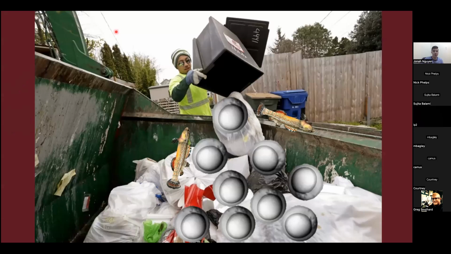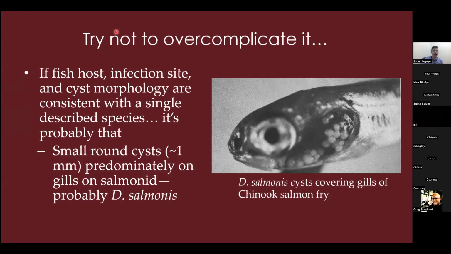So at this point, you're like, I probably should just throw all my Dermocystidium away, I don't really care about it. But try not to overcomplicate it, and I'm trying not to do that. If fish host, infection site, and cyst morphology are consistent with a single described species of Dermocystidium, it's probably just that one. Like if you have small round cysts about 1 millimeter in size, predominantly on the gills, but maybe on the skin a little bit, on a salmonid, it's probably D. salmonis, as you can see here. Same example used before. It's probably just that.